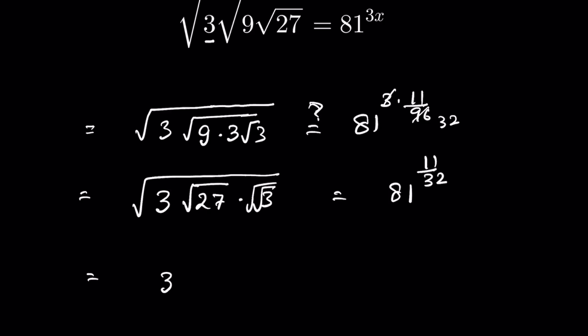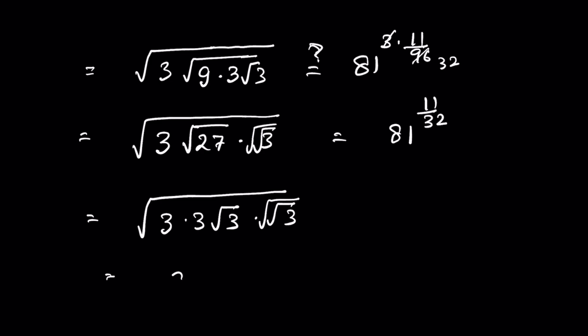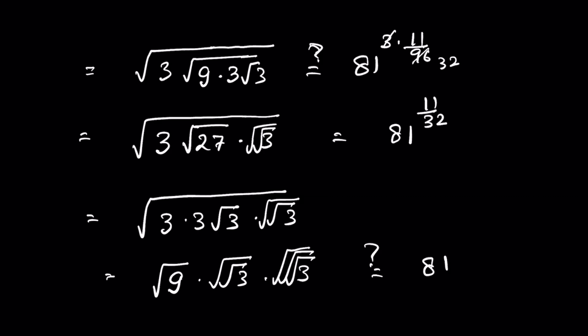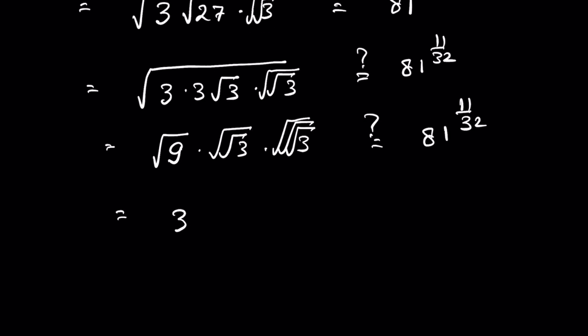Again, 27 is 3 times the square root of 3. So 3 times 3 is 9. So the square root of 9, then the square root of 3 under the square roots, is equal to 81 raised to the power of 11 upon 32. We have to check. Now the square root of 9 is 3. 3 raised to the power of 1 upon 2 times 1 upon 2, then 3 raised to the power of 1 upon 2 times 1 upon 2 times 1 upon 2.